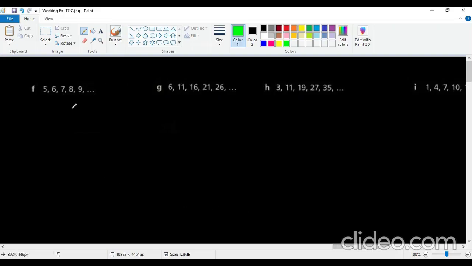Now, as you can see, the difference is only 1 in all of them. So n, and what should we do with 1 to make it a 5? We are going to add 4 to it. That means 50 plus 4 is going to give us 54. So 54 is the 50th term of this sequence.